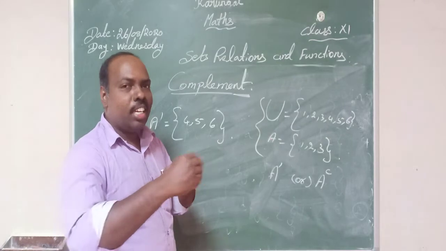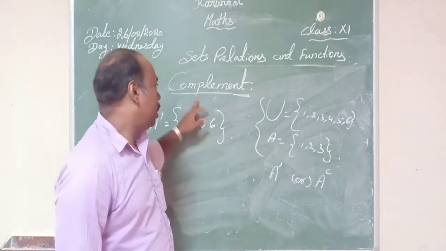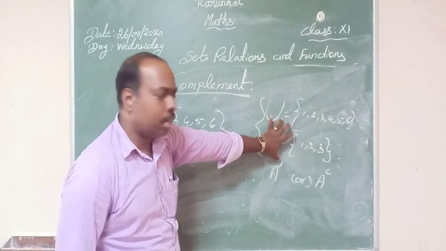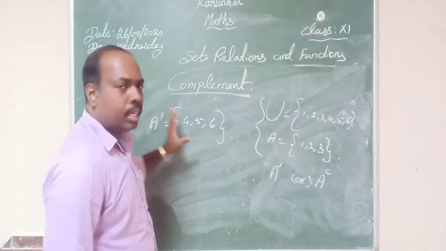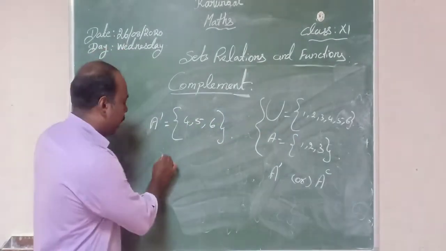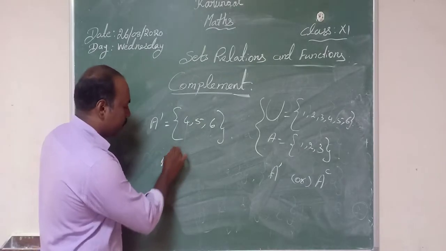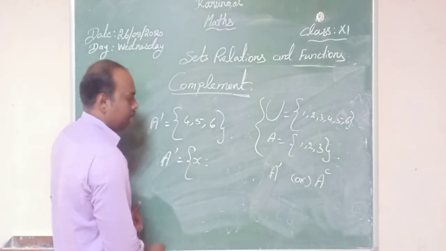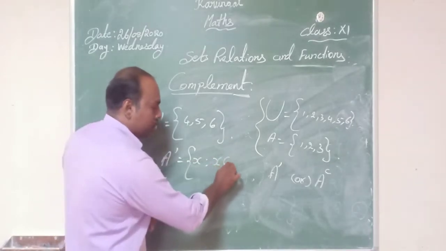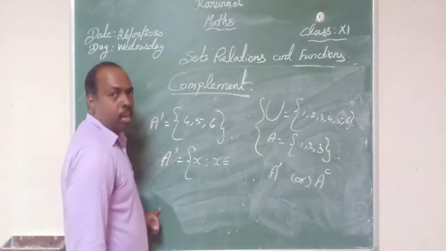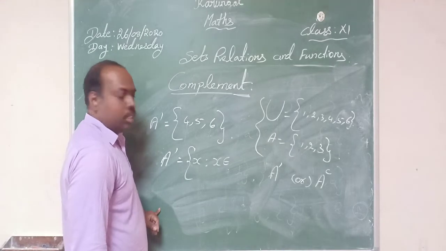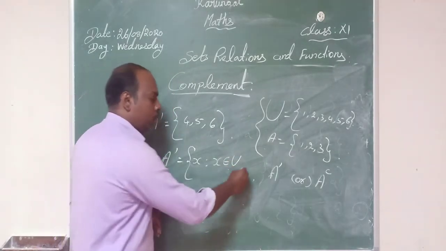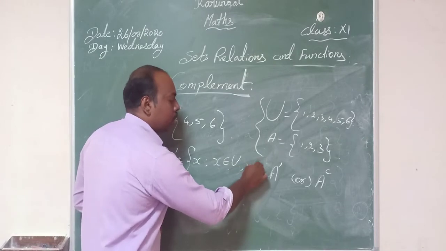Now you can add the sentences. That is called definitions of complement. Am I right? Now you understand about complement. Am I right? Then you can write the definition. So A complement equal to set of what? Generally X such that X belongs to universal set. X belongs to universal set, but X not belongs to A.